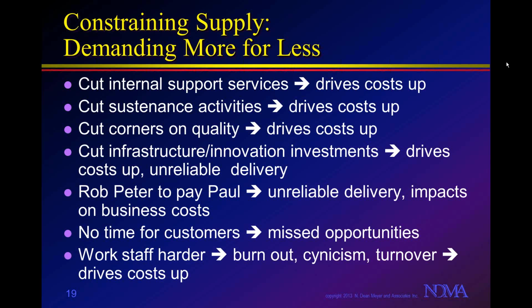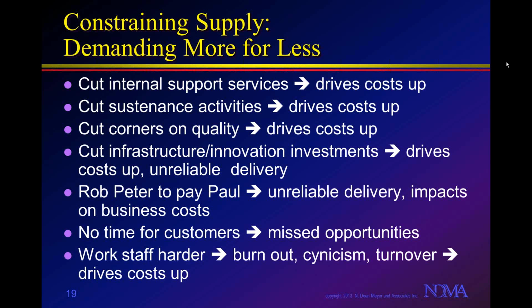Cut corners on quality. Ultimately, that may save a little bit in the short term, but drives costs up, not down. Cut the infrastructure and innovation investments. Not only drives costs up, but makes us unreliable in delivery. Rob Peter to pay Paul because we're struggling under more demand than we know what to do with, unreliable delivery, and who knows what impact that has on business costs when we fail to deliver the services and the applications and tools they depend on. We find ourselves with no time for customers. We're just scrambling to deliver all the projects and services on our plate, and who knows what opportunities we've missed out there for strategic use of IT. Really impacting bottom line of the business for lack of that customer intimacy and being really engaged at that level.